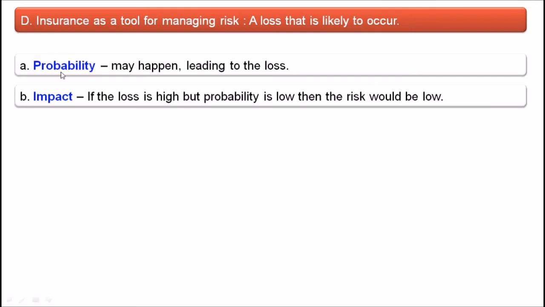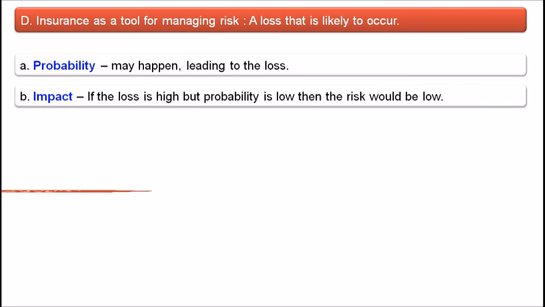Whereas if you take life, it may happen, right, leading to the loss. If I take life, the probability is very high. If I take car accident, the probability is low, but it may happen. So before taking an insurance, you must think what is the probability of loss and what is the impact. If the loss is high but the probability is low, then the premium will be low, and you can take it.